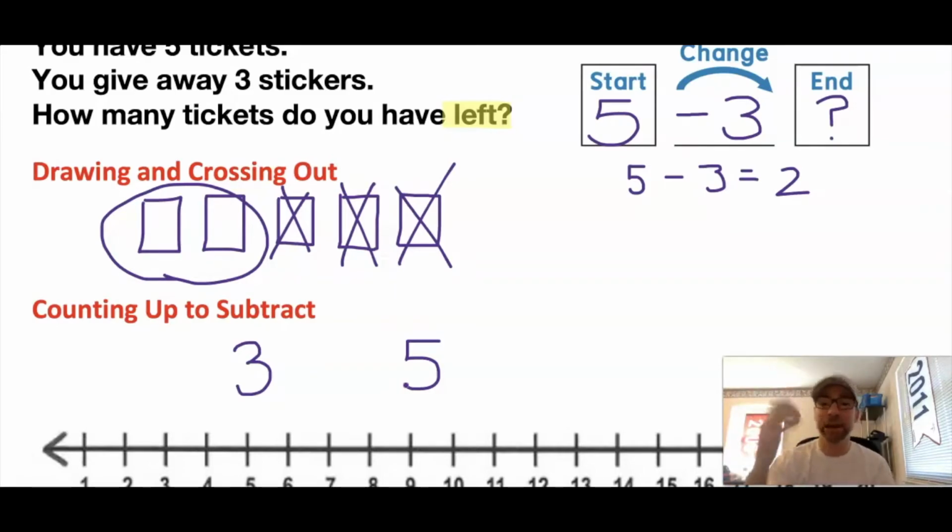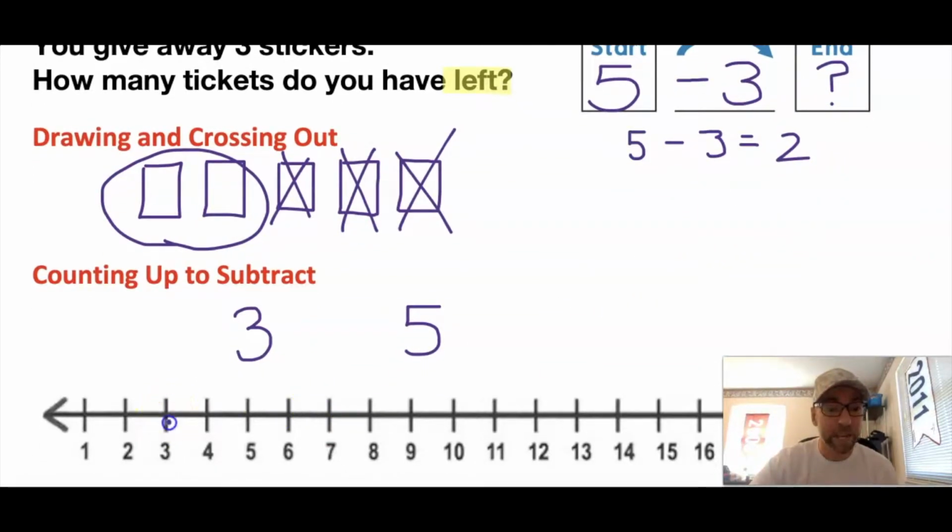So now we need our hands for this. We put 3 in the rock. So there's 3 already that I'm going to start with. And then I want to count up until I get to 5. 4, 5. How many did I have to count up? I counted up 2. And that was the same answer we got when we drew our picture.